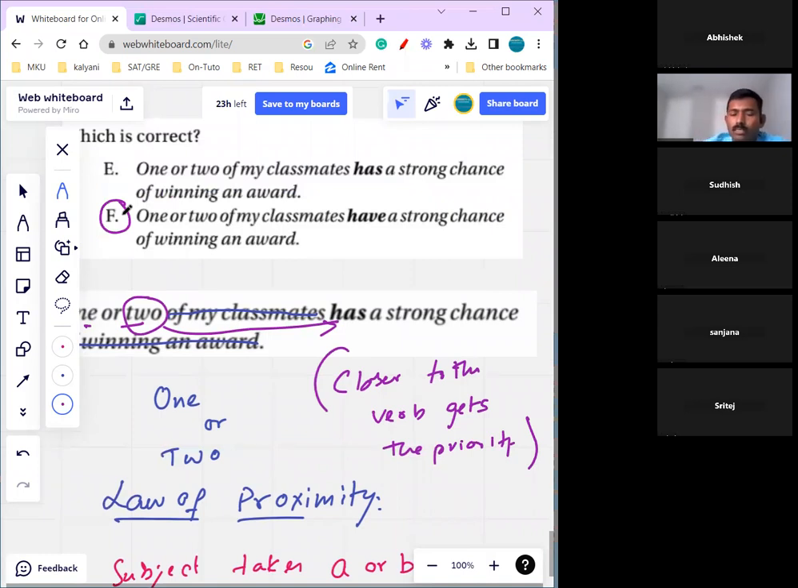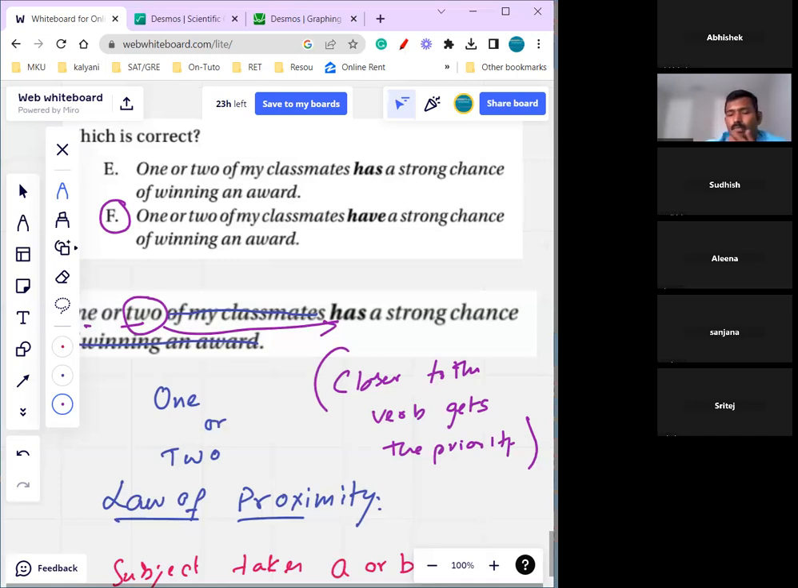Does everybody understand this? Should I go back one more time? That'll be good. Okay, so anytime you have the A or B format, remember this: you always give the priority to the one close to the verb, which is B. So if it says 2 or 1, then you take the "has." But if it says 1 or 2, then you take the "have."